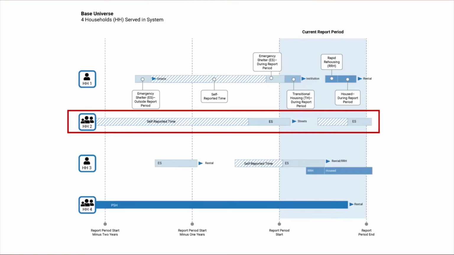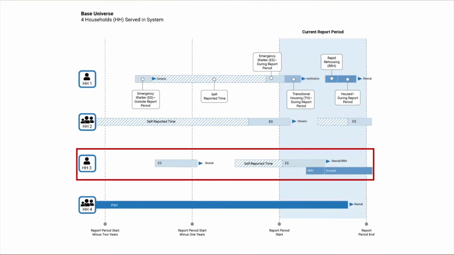Household 2 was enrolled in an emergency shelter at the start of the report period, exited the shelter, and returned to the homeless system in an emergency shelter project within the same report period. Stella P doesn't tell us if they entered the same emergency shelter project or a different project.